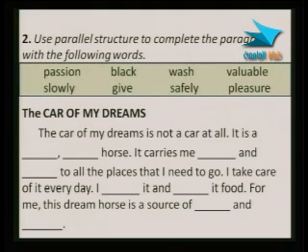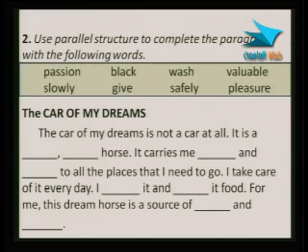Use parallel structure to complete the paragraph with the following words. We have passion, slowly, black, gift, wash, safely, valuable, and pleasure. So try to complete this exercise using those words. For example, the car of my dreams. The car of my dreams is not a car at all. It is a black, valuable horse.